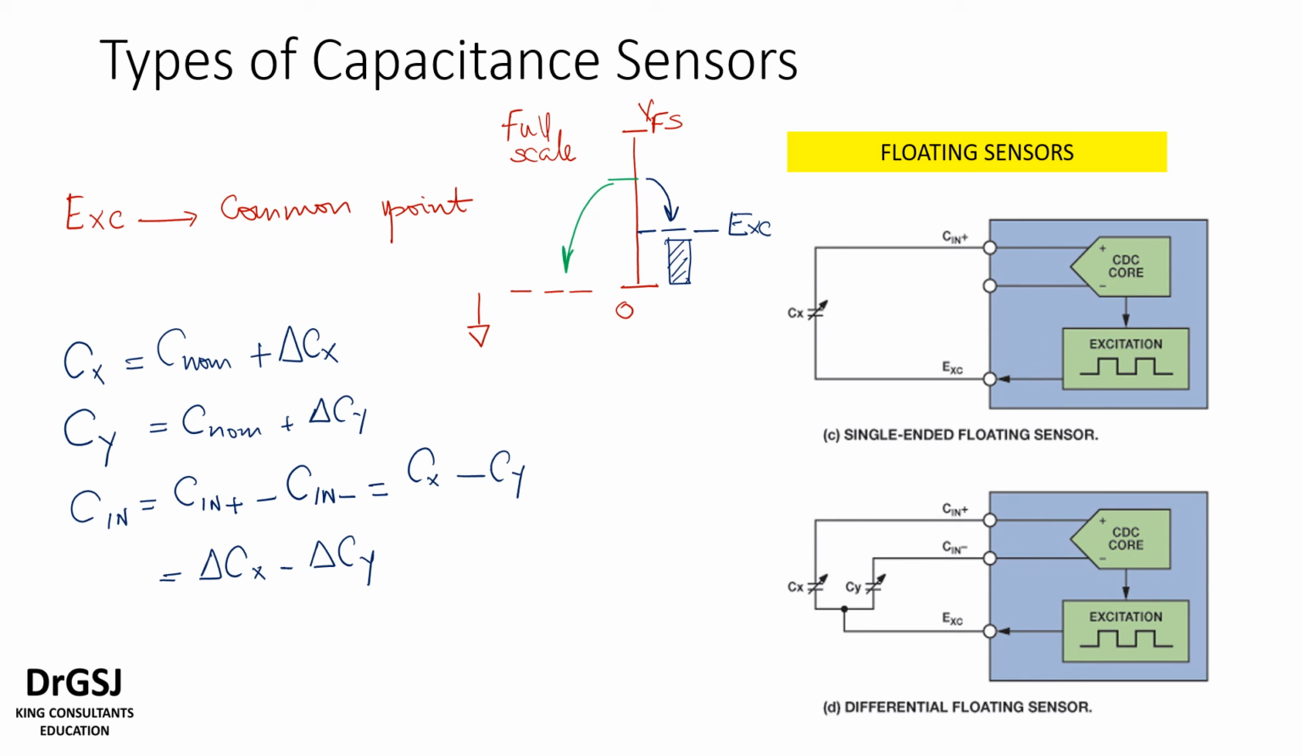But if you see, the effective value is going to be the same, right? The difference that we capture is going to be the same. Only the difference between the previous grounded sensor and the floating sensor would be the absolute value of the difference that you come across. So this is going to be grounded, whereas this is going to be your floating.